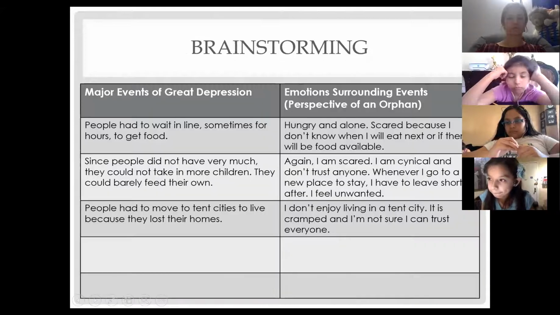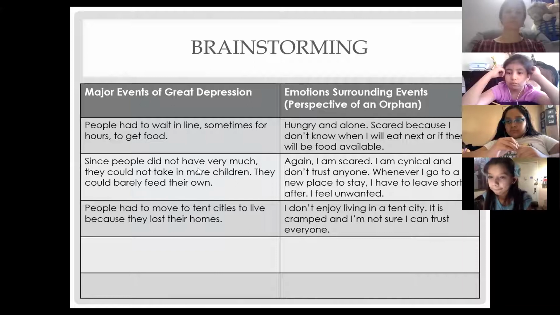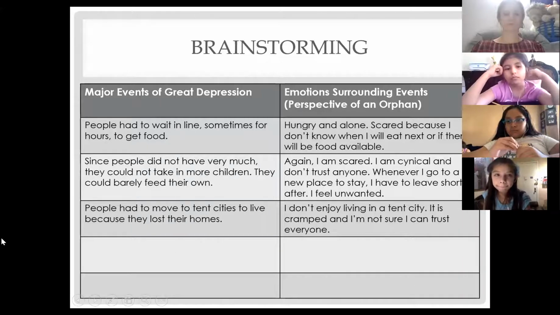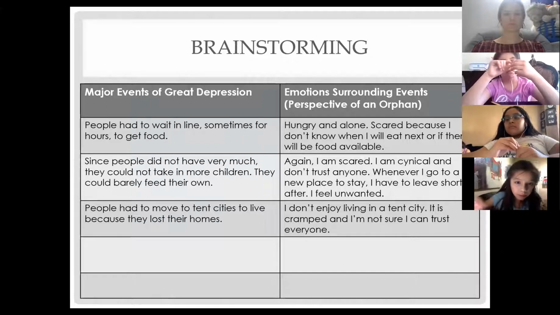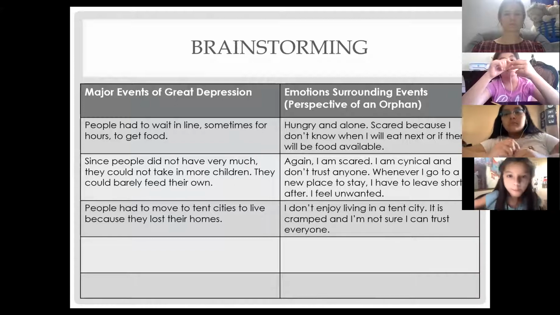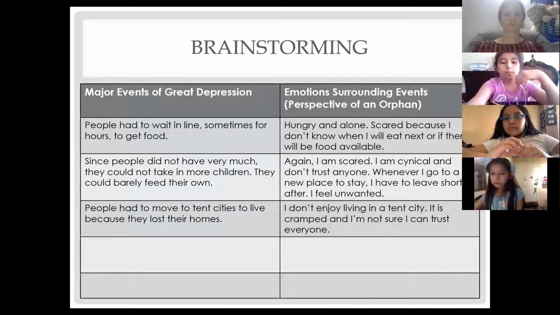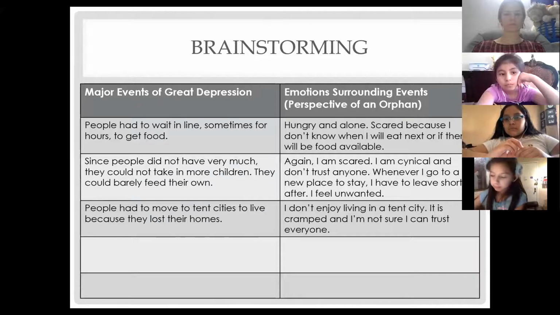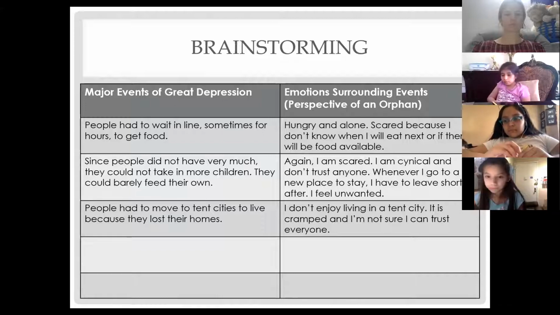So let's just take a look back at my brainstorming ideas here. On this side, remember, we had our major events of the Great Depression, and then we had my emotions, because remember, it's not me, it's from the perspective of an orphan. So I put myself in an orphan's shoes, and I spoke from how an orphan may have felt during this time. So after looking at my brainstorm and the prompt, I decided that I would write my first paragraph about what my life is like.